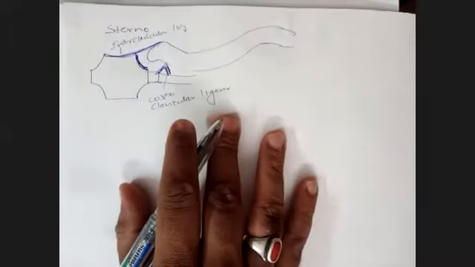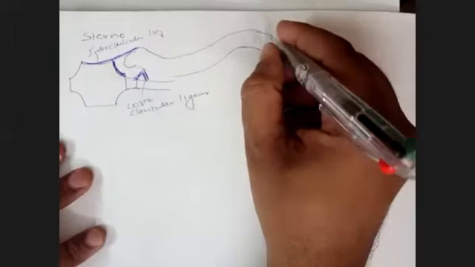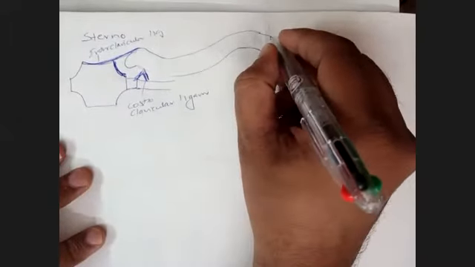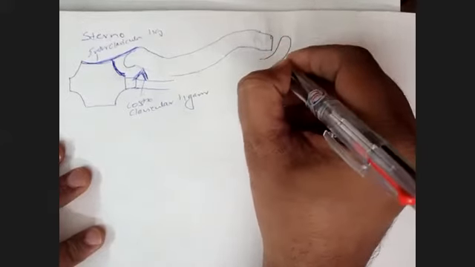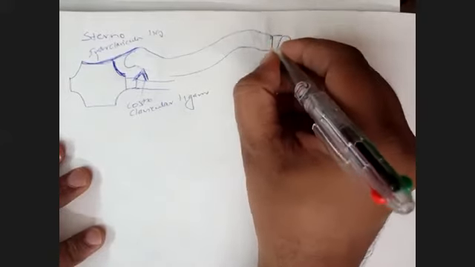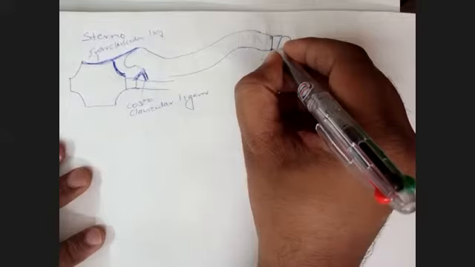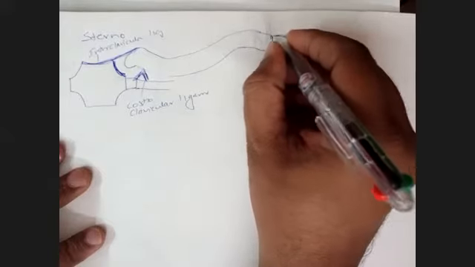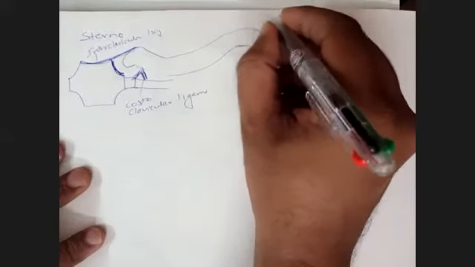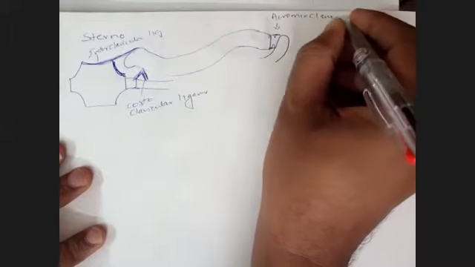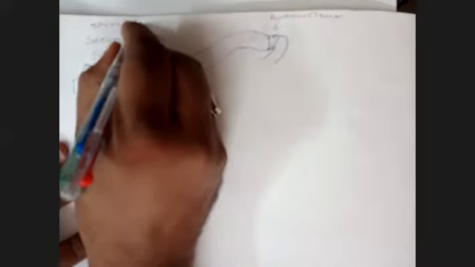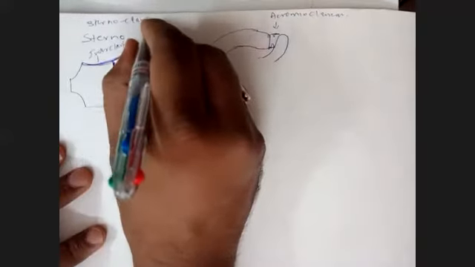And here at the lateral end is the acromion, acromion of the scapula. And here is the perforated articular disc. So this is the acromioclavicular joint. Okay, and this is the sternoclavicular joint.